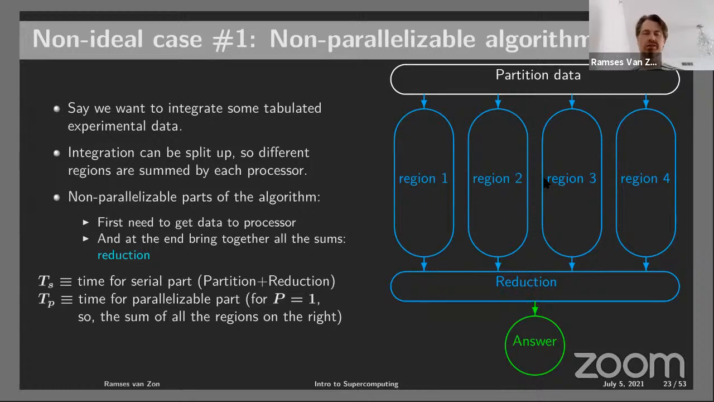So let's come up with a few definitions so we can quantify how well things speed up when we have this situation, which still is very close to the ideal case. So we're going to define T sub S as the time for the serial part. So that's the partition and the reduction, the stuff that's not parallelized. And then T sub P is going to be the time that I would need to do all regions, but in series, so one at a time. Okay, so if I had a single core, the time that this computation would take would be TS plus TP.